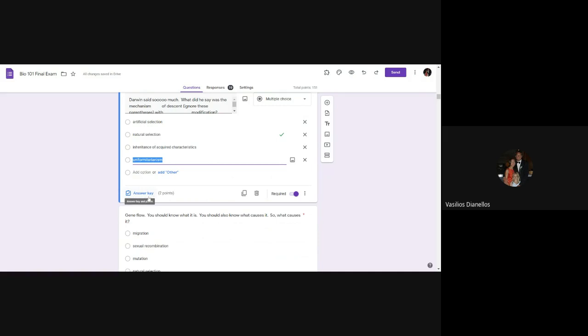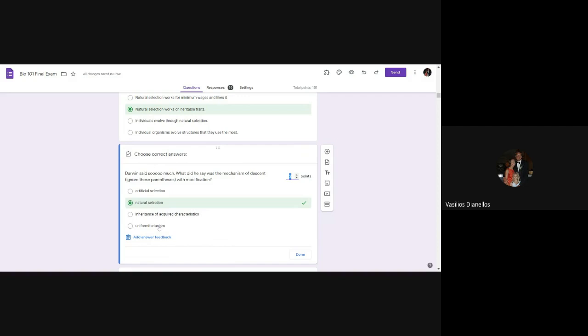I was about to say this one was worth more points because I came up with this word, uniformitarianism. So if you guessed that, you lost extra points, because that is nothing we discussed. That is something I made up.